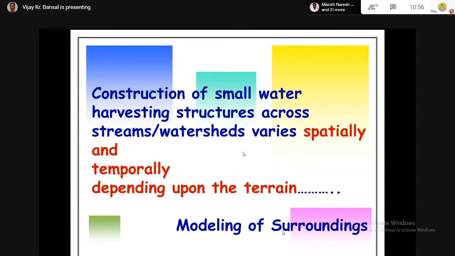Now, first thing, before that, what are the various tasks which this building information modeling supports?